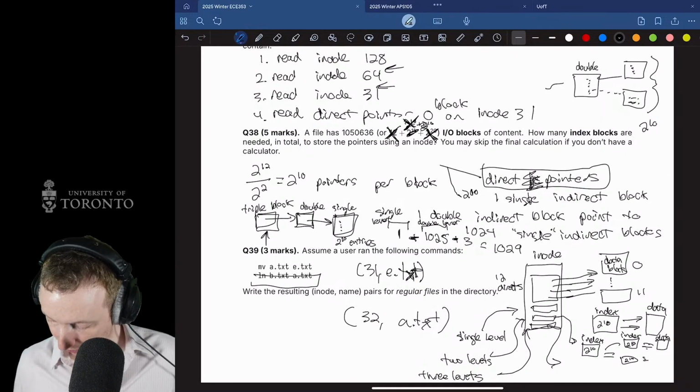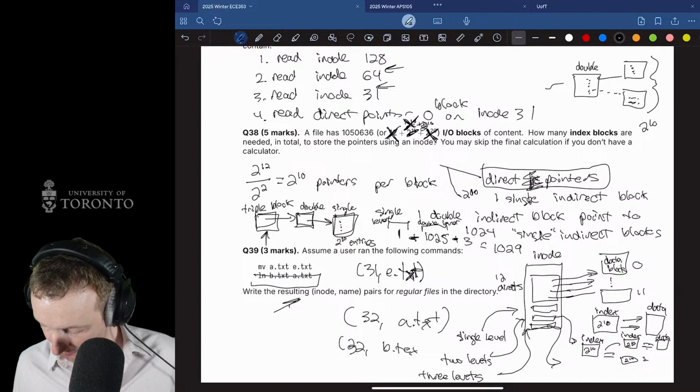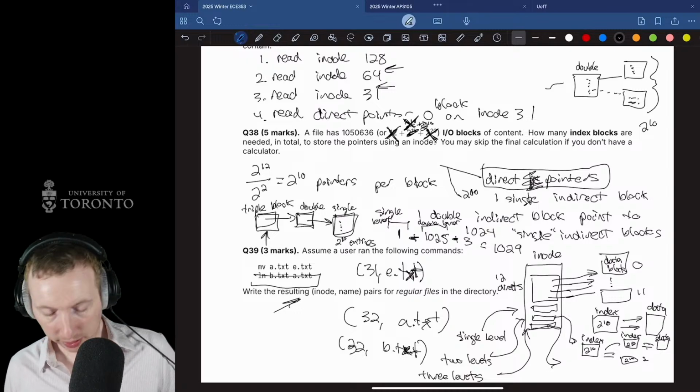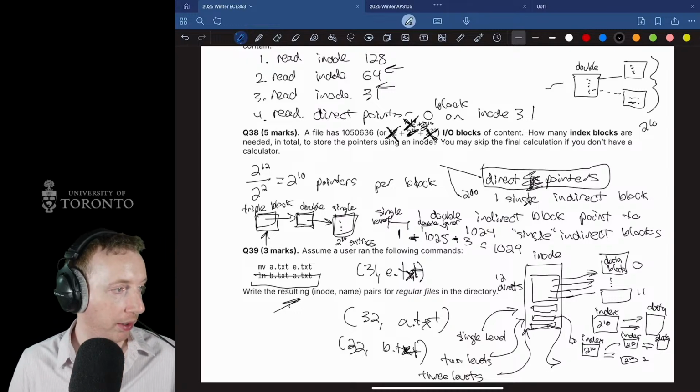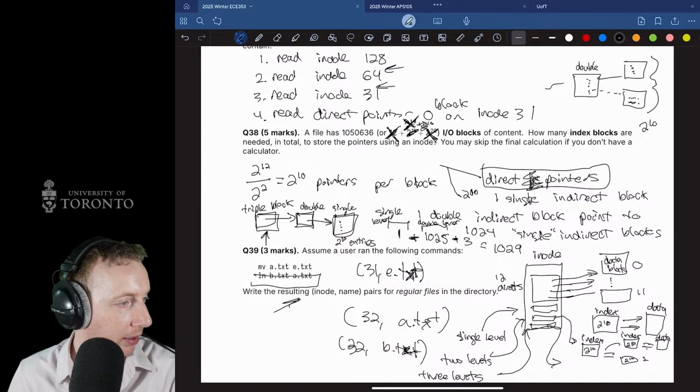And then the question says write the resulting inode name pairs for all the regular files in the directory. So we would have to also include b.txt as well. So it would be 32 b.txt. Oops, txt. Good writing. So that should be our answer. Seems to check out. So everyone okay with that? Seems to be a whole bunch of file system questions.